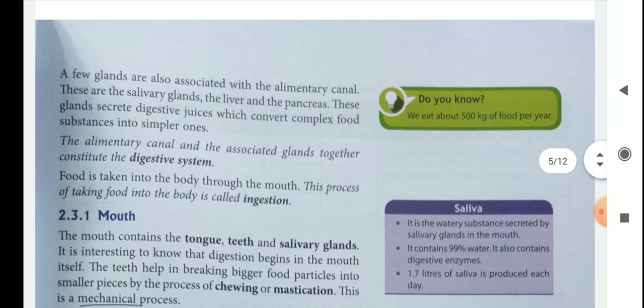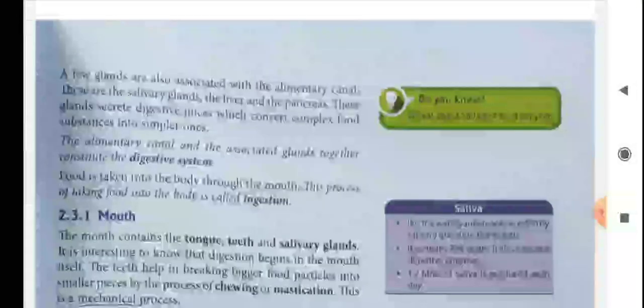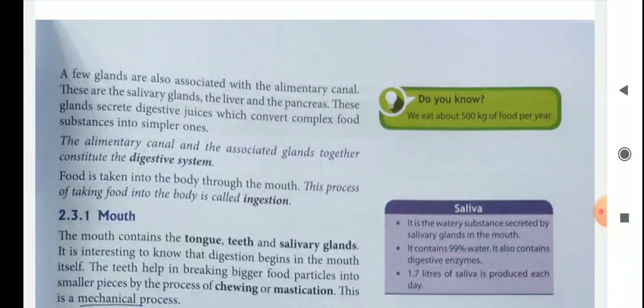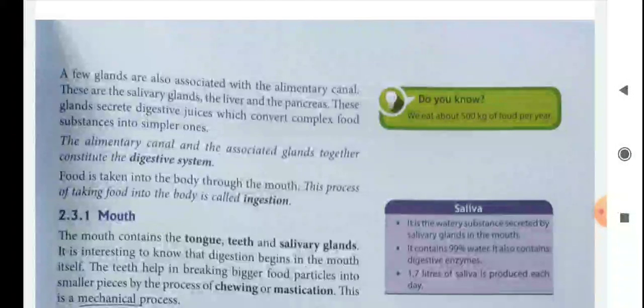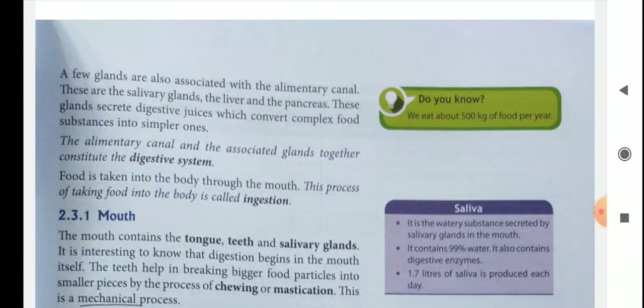A few glands are also associated with the alimentary canal. These are the salivary glands, the liver and the pancreas. These glands secrete digestive juice. So children, you remember the liver and pancreas secrete digestive juice which converts complex food substances into simpler ones. The alimentary canal and the associated glands together constitute the digestive system.